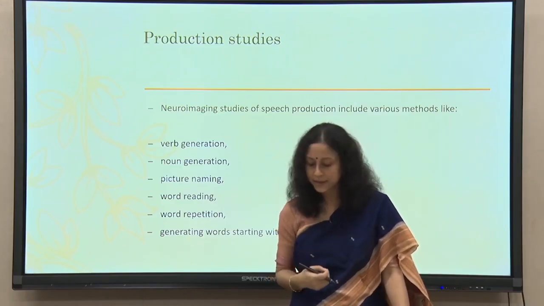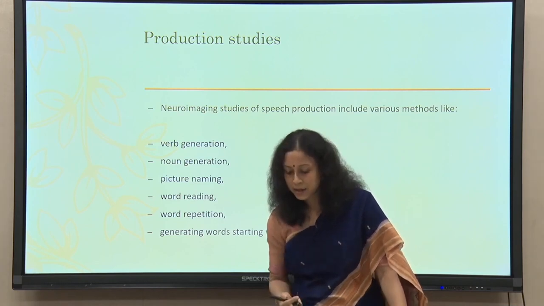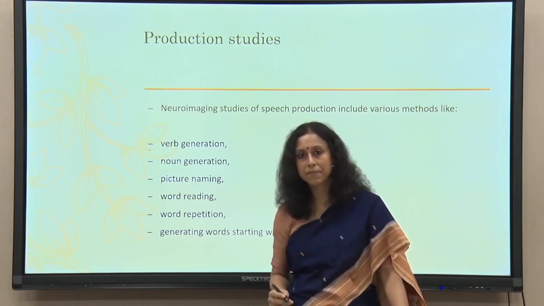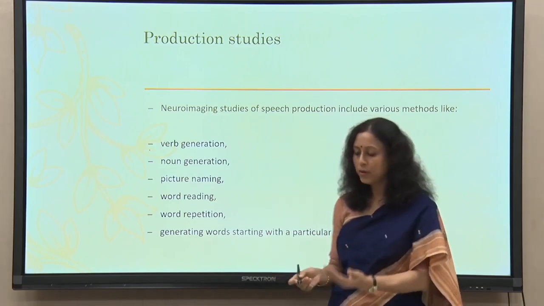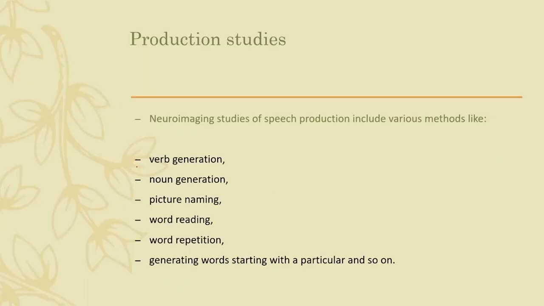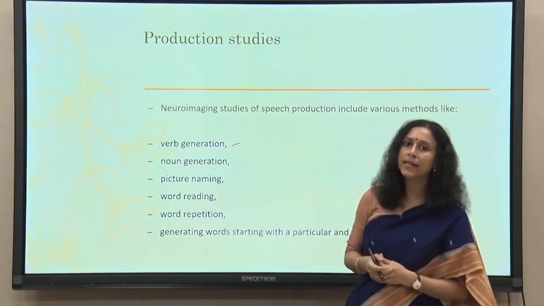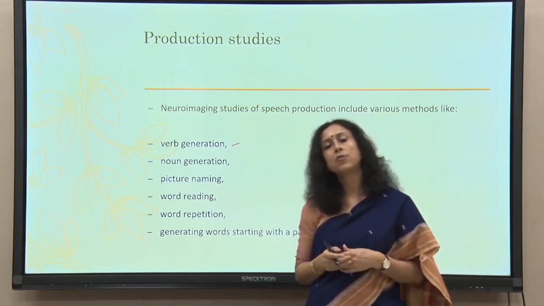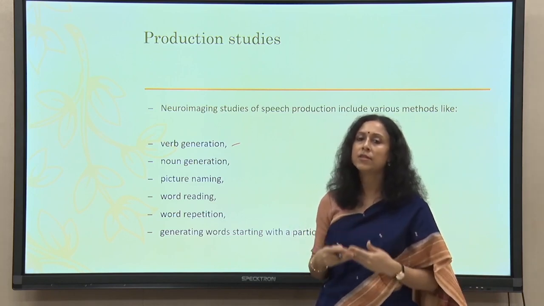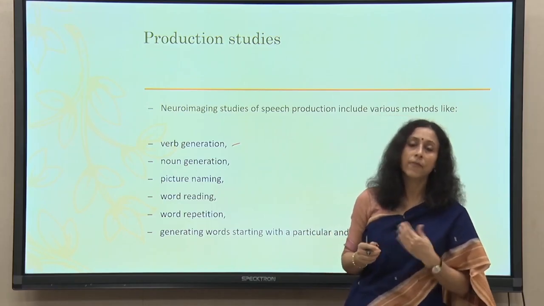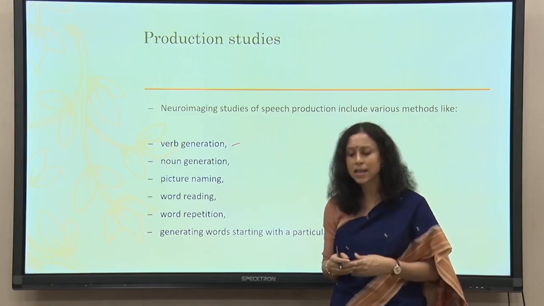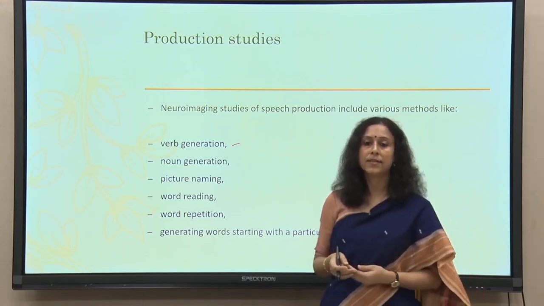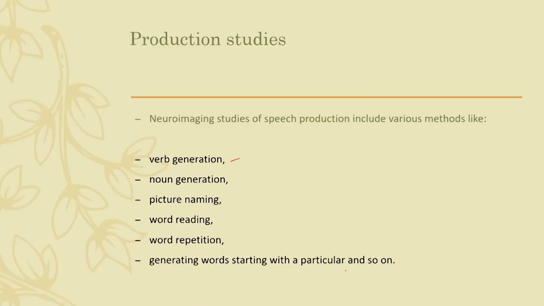The model has been tested through various neuroimaging studies that utilized various kinds of linguistic methods. These studies make the subjects do experimental tasks. They can be verb generation, noun generation, picture naming, word naming, and so on. So there is a huge amount of data available in this research domain that has looked at various kinds of language producing structures. They have utilized verb naming versus object naming versus picture naming, and there is also generating words starting with a particular sound, like the sound ba or ga. Simultaneously there will be a neuroimaging study as part of this paradigm.